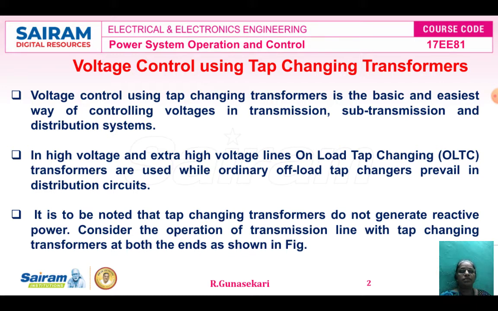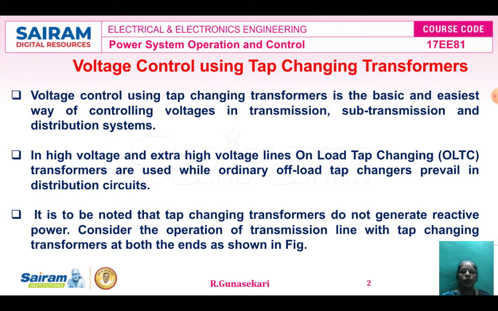Because the power system is nothing but what? Generation, transmission, sub-transmission and distribution. The transmission level means from the generating station to the substations, then again sub-transmission, then from the substation to the consumer, which is distribution. So we use the tap changing transformer to control the voltage in the transmission system, sub-transmission system and distribution system.